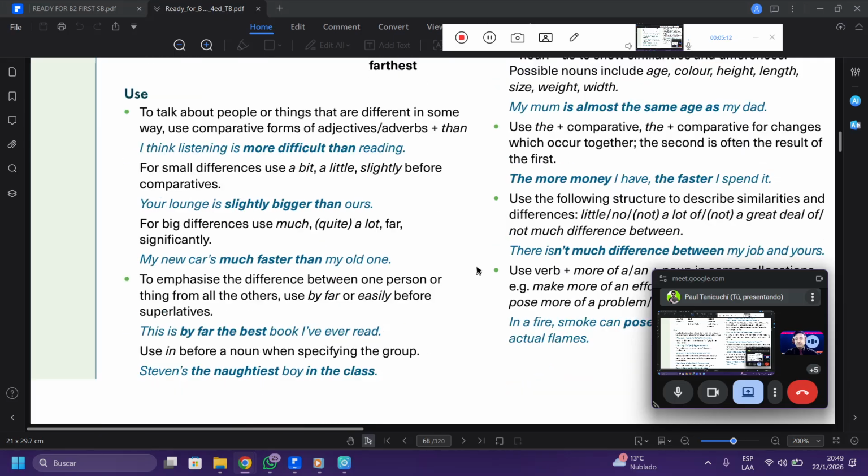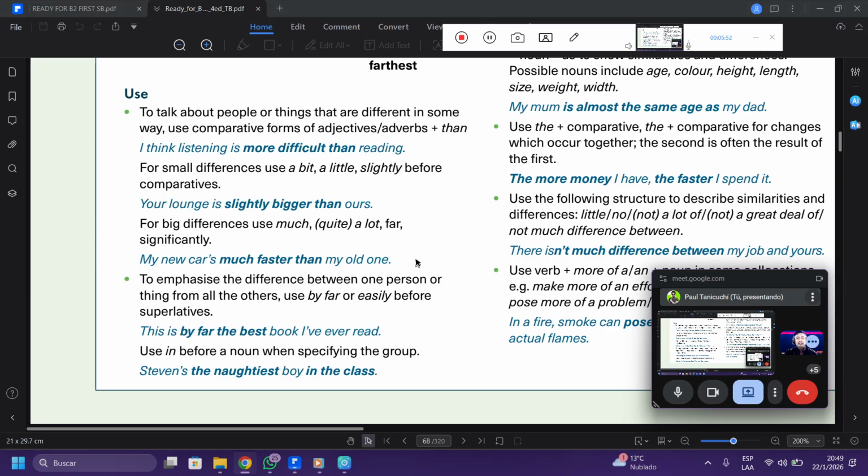The next part, please, regarding use. Abigail, please, help me out. To talk about people or things that are different in some way, use comparative forms of adjectives or adverbs plus than. I think listening is more difficult than reading. For a small difference, use a bit, a little, slightly before comparatives. Your lunch is slightly bigger than ours. For a big difference, use far. Thank you so much.